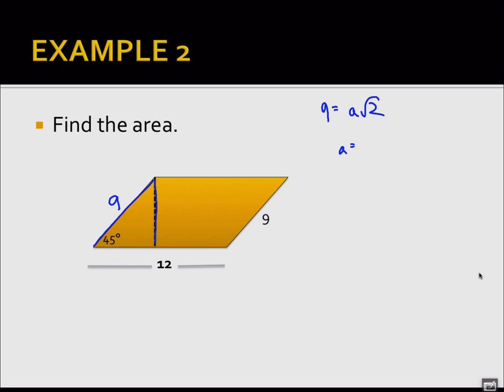Just having a brain fart? How do I get rid of the square root of 2? Divide it by square root of 2. Good. So if I divide the right side by the square root of 2, what do I have to do to the left? So it's 9 over root 2. There we go. I knew you'd get there eventually. Good job. Where's A in the picture? The height.